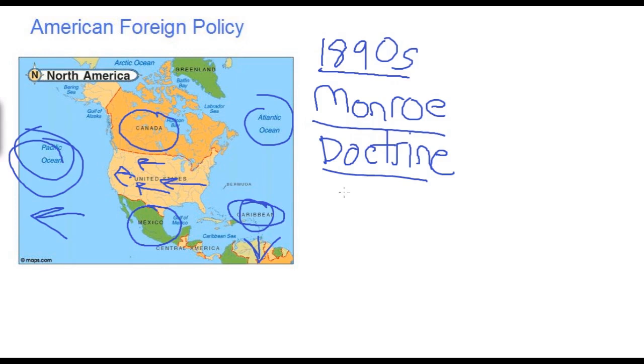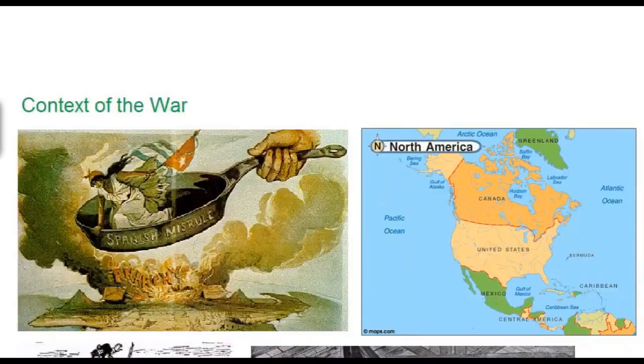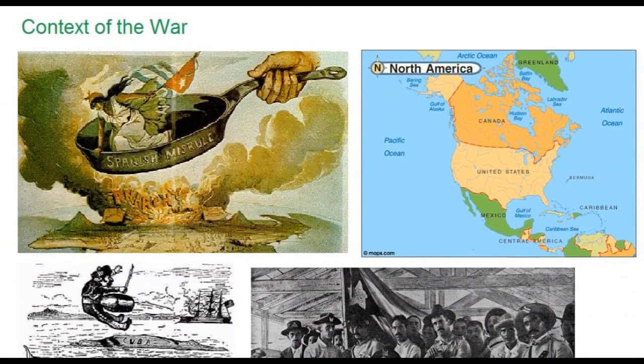And so it's really within this broader foreign policy context that we begin to see growing conflicts between the United States and European nations at the end of the 19th century. And the most violent of these foreign conflicts is the Spanish-American War.